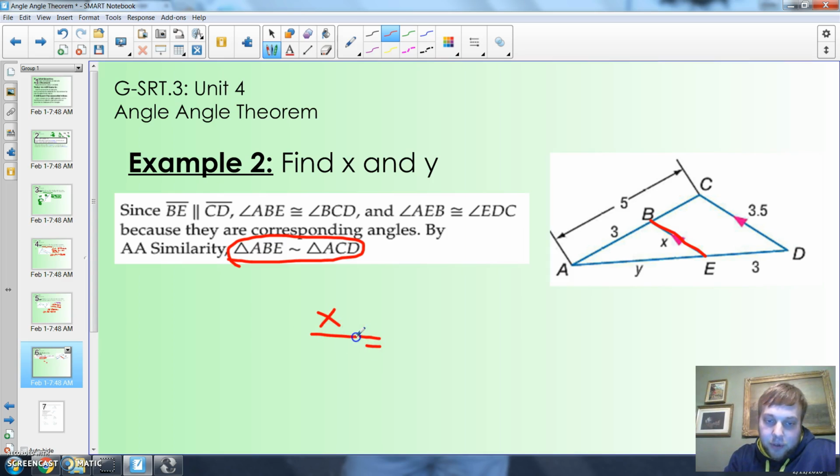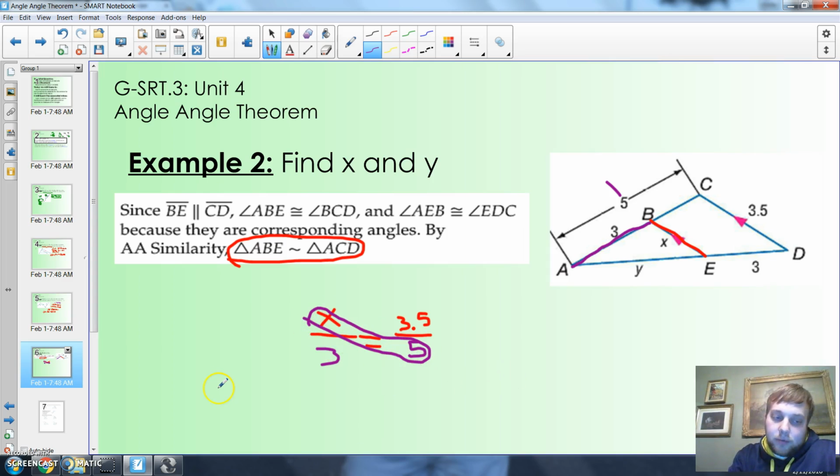So I'm going to say X is equal to, now I'm going to set up a proportion because I know proportions work on similar triangles. X is the same thing on the small one as 3.5 on the large one. Now I need to find 2 other sides. This guy's 3, so I know the X and the 3 is the same thing as the 3.5 and the, see how that's 5 right there? Alright, now it's a proportion, cross multiply, and solve.